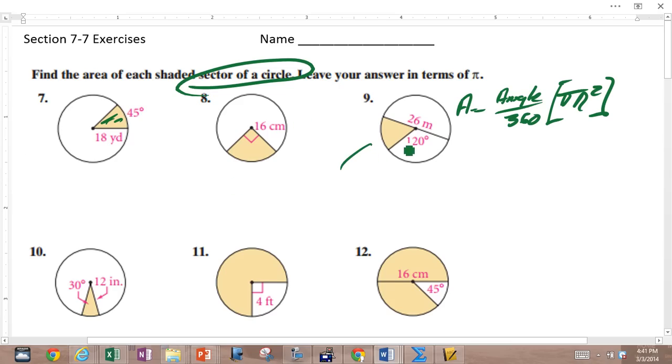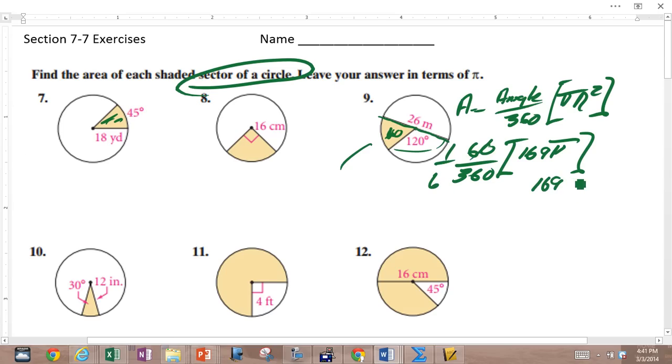Since this angle is 120, and this is a diameter, that would mean my angle here is 60. Okay, that's 60. And so what I want is 60 over 360, that's 1/6 of the total area, and the area is pi r squared. R is 13 since the diameter is 26, so it's 13 squared, so it's 169 pi. So basically that's going to come down to 1/6, so it's actually 169 pi over 6, and that's just fine to leave it that way. Okay?